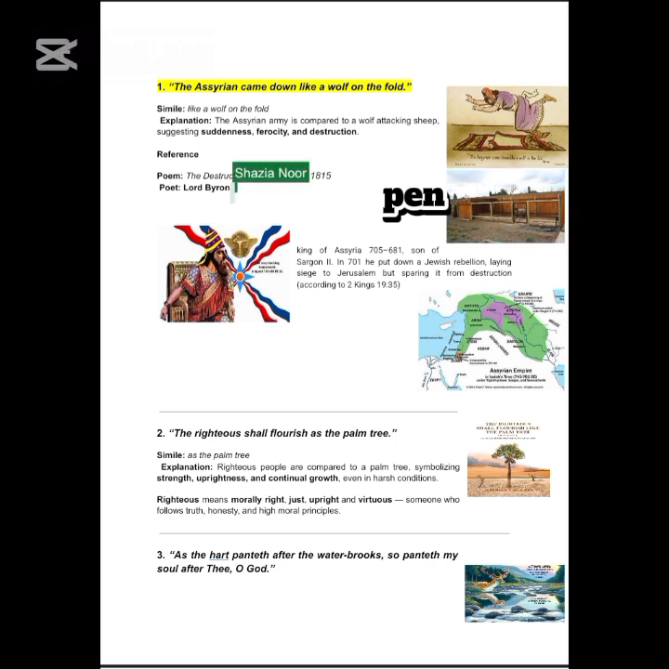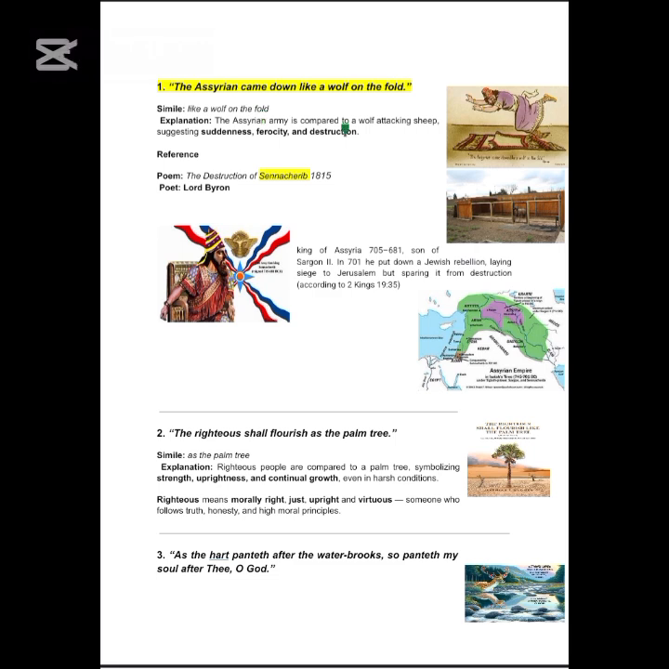So, just like a wolf is attacking the pen of the sheep, Assyria attacked the Jews at that time. And in this picture, you can see the location of Assyria. It is close to Egypt. You can have a look at this map. The Assyrian army is compared to the wolf attacking sheep, suggesting suddenness, ferocity, and destruction. As you know, when someone is attacking another state or community, that is an action of suddenness and ferocity, and destruction is seen everywhere after this attack.